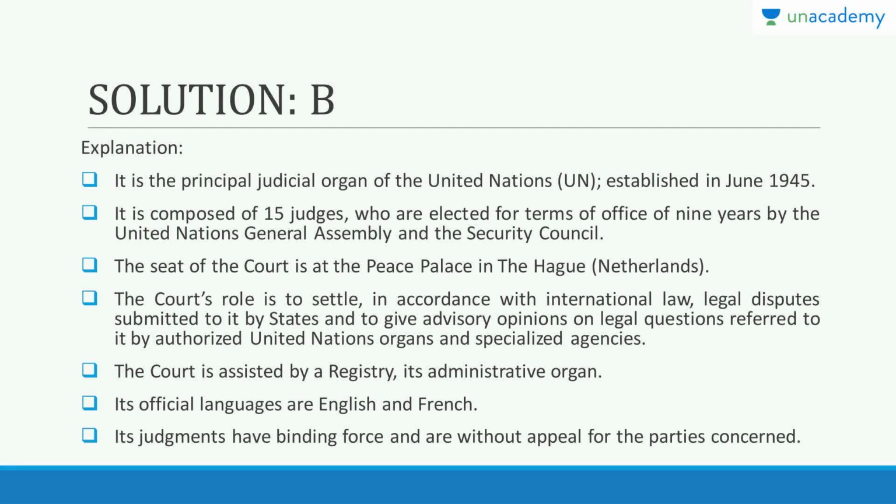So please read about this. It is the principal judicial organ of the UN, established in June 1945. It is composed of 15 judges who are elected for terms of office of 9 years by the UNGA and Security Council. Headquarters is in The Hague, in the Netherlands. And the court's role is to settle, in accordance with international law, legal disputes submitted to it by states and to give advisory opinions on legal questions referred to it by authorized UN organs and specialized agencies.